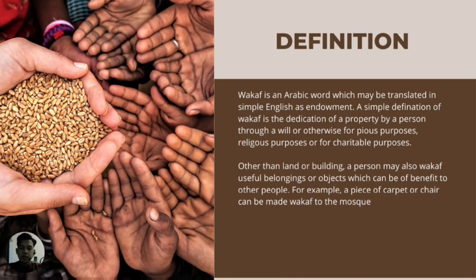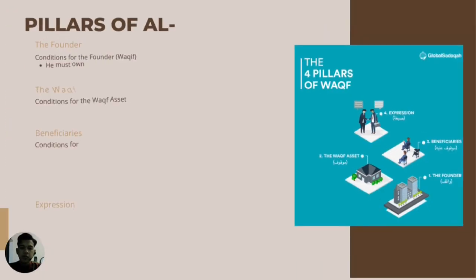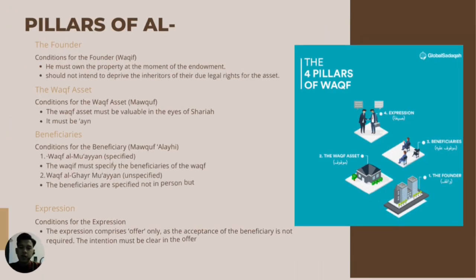So next, let's look at the pillars of the Waqf. In the picture here, you can see there are 4 pillars of the Waqf. The first one is the founder. Second one is the Waqf asset. Third one is the beneficiaries, and the last one is the expression.